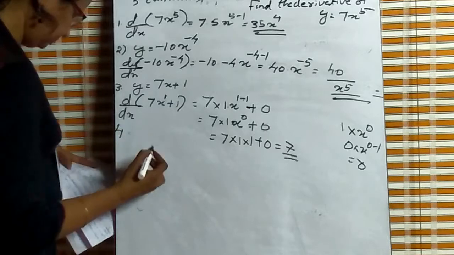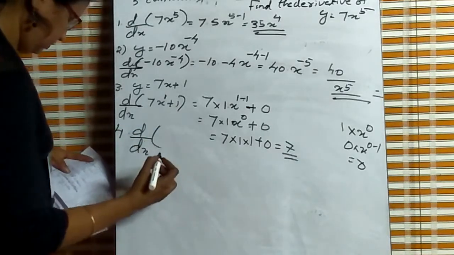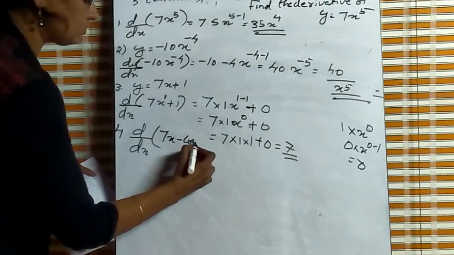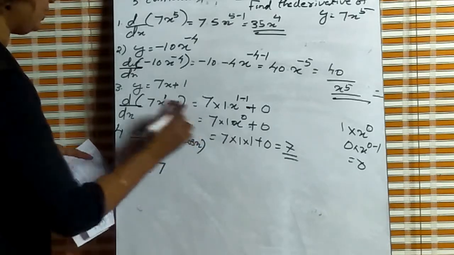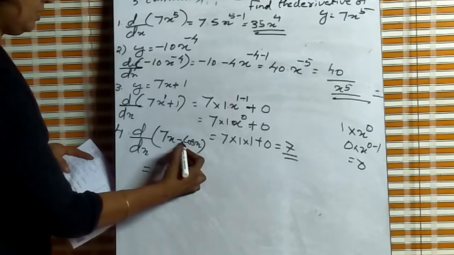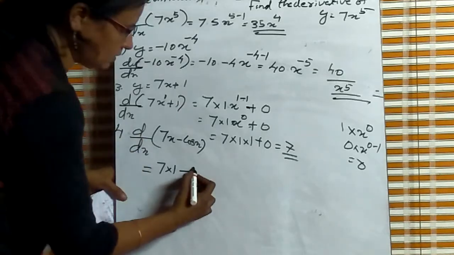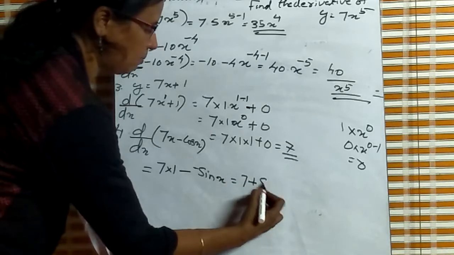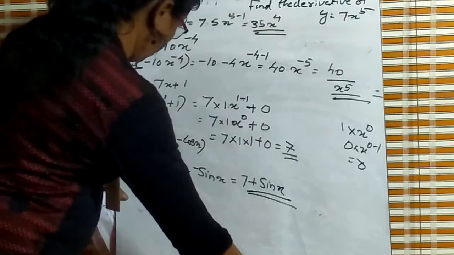Then 4, d by dx of 7x minus cos x equals 7 into, what is the derivative of x? x is 1. 7 into 1 minus the derivative of cos x. The derivative of cos x is minus sin x. So 7 plus sin x. Answer is 7 plus sin x.